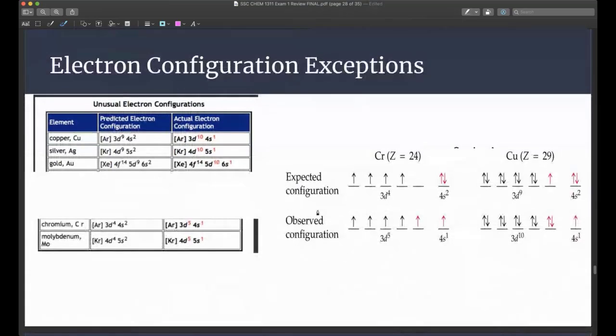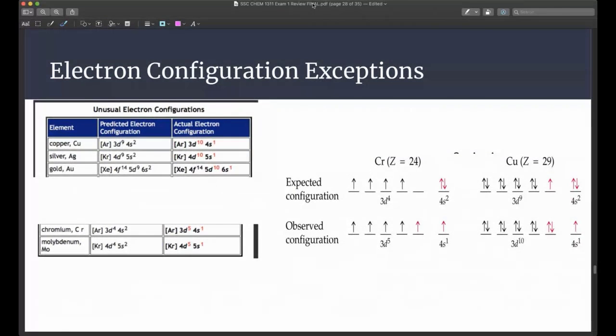And since it's chemistry, there's always got to be exceptions to something that we learned. So in our electron configuration exceptions, we have some elements, some rows in the periodic table where the electron configuration isn't necessarily what we would expect. We have our tables over here, which are the elements copper, silver, and gold. The predicted electron configuration for copper in particular would be noble gas configuration Ar 3d9 4s2. But the actual electron configuration is Ar 3d10 4s1.